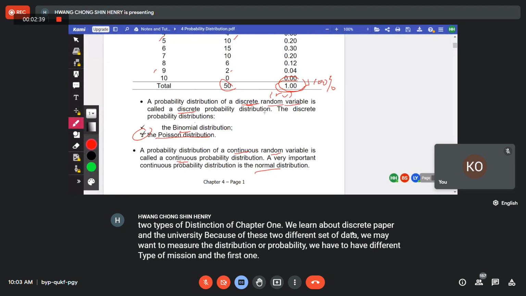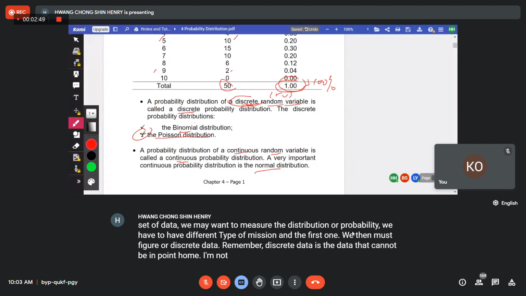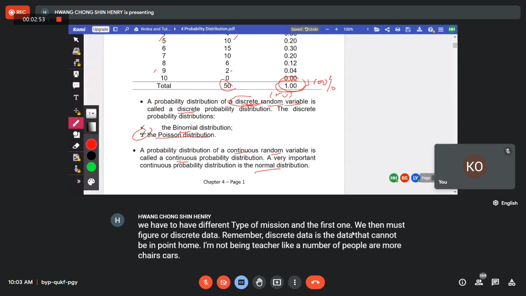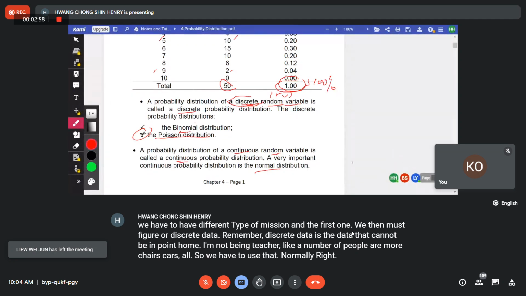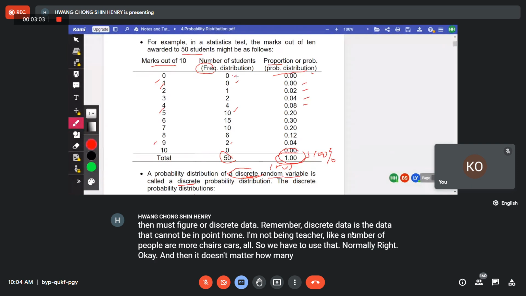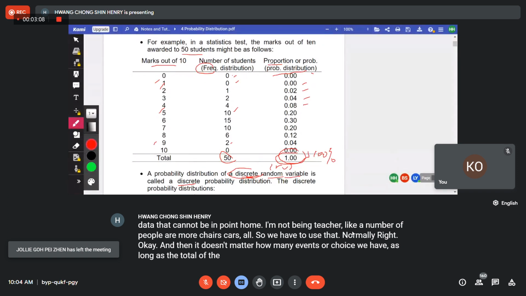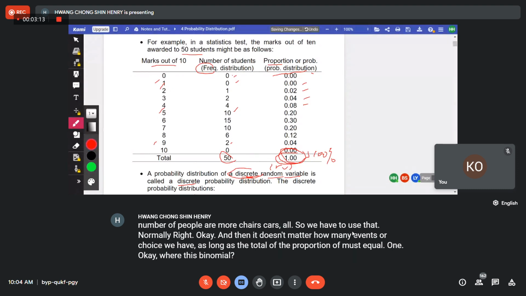The first one, which we learned last week, is for discrete data. Remember, discrete data is the data that cannot be in point form. Remember the decimal point must be integer, like number of people, number of chairs, cars, all this must be integer. So we have to use a binomial. Okay, and then it doesn't matter how many events or tries we have, as long as the total of the proportion must equal to 1. Okay, whether it's binomial or normal.